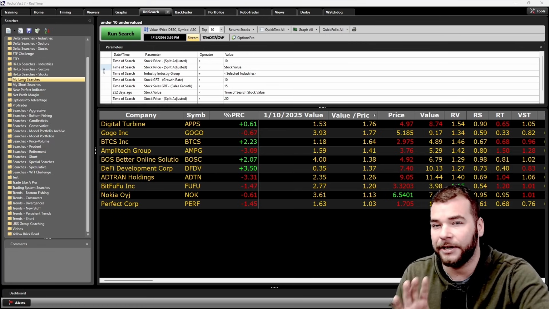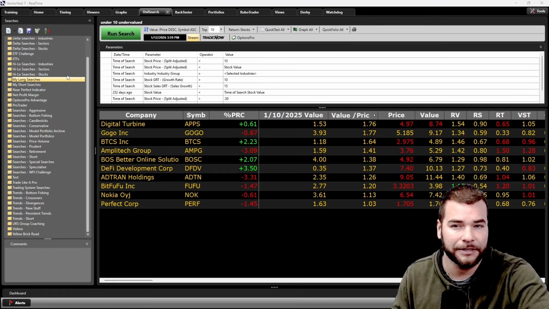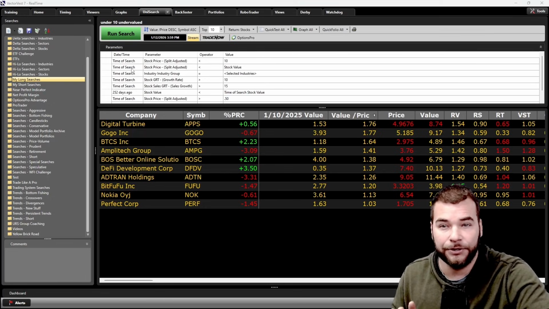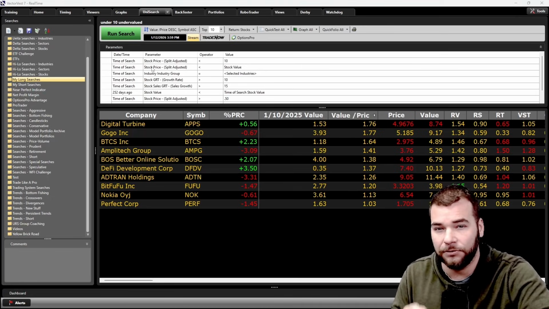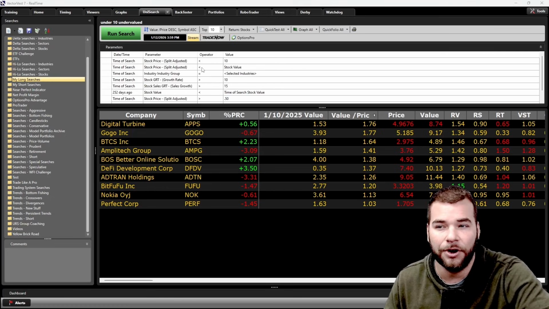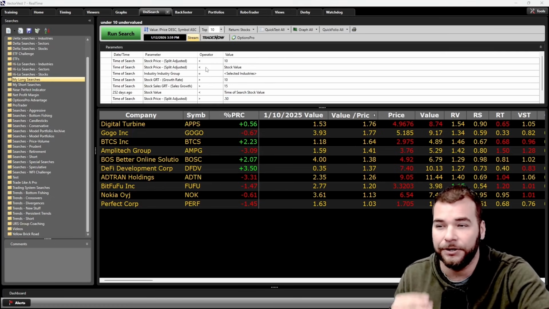Now, this is a custom search that I've created, so this will not be in your VectorVest software. Now, in addition to what I did back in November, I did add a couple things and changed a couple things here, but still looking for the same premise. Now, we're still looking for stocks under $10. We want those stocks to be under our valuation. So we want the stocks to be undervalued.